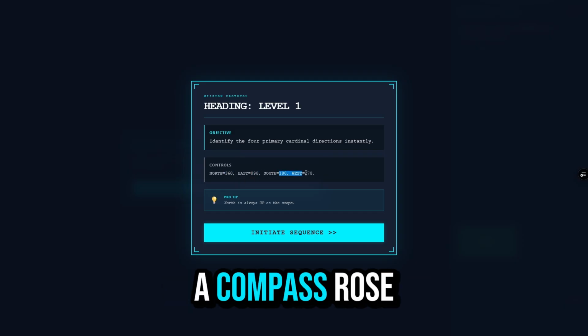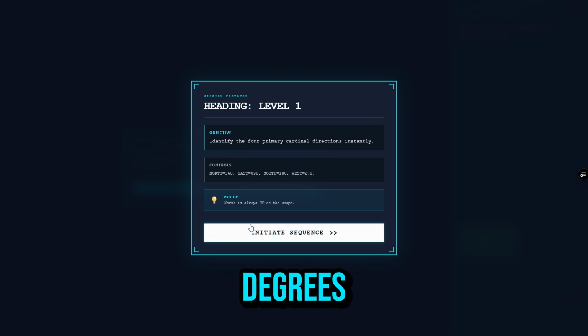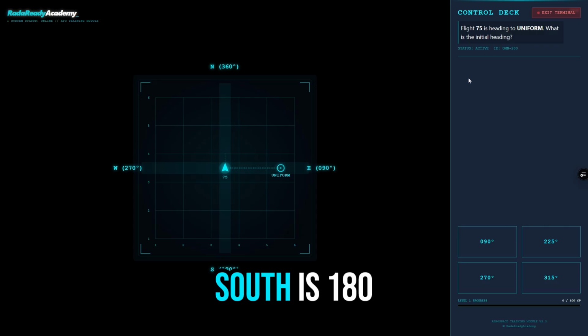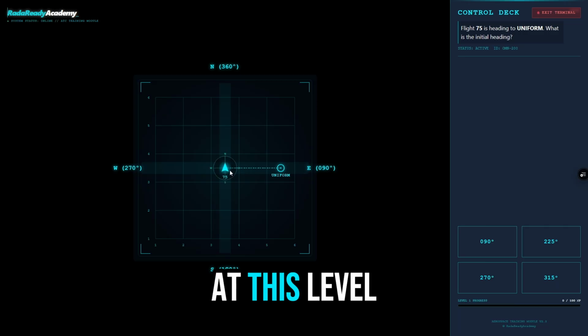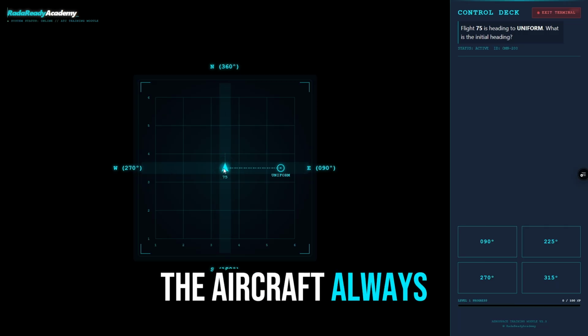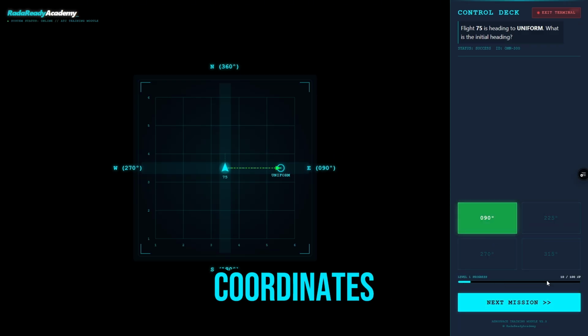Just like on a compass rose, north is at 360 or 0 degrees, always at the top of the scope. East is 90 degrees, south is 180, and west is 270. At this level, the aircraft always starts from the center. All you have to do is memorize these 4 basic coordinates.